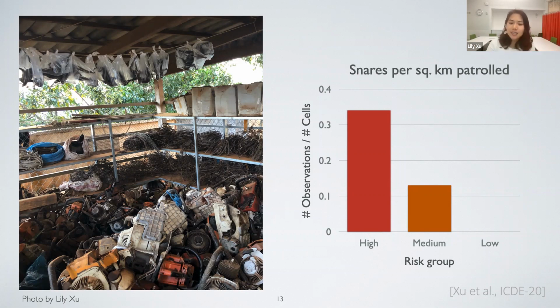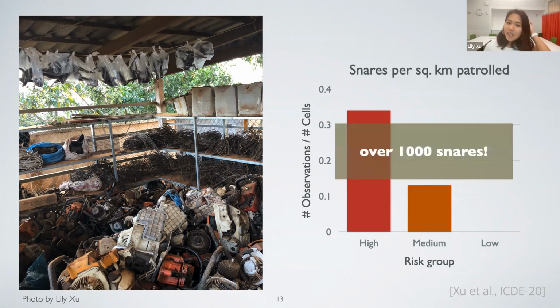But then when we got the data back from the rangers after these month-long patrols, we analyzed it and compared it to our risk predictions. And what we found is that the rangers ended up finding many more snares, normalized by the amount of effort that they were exerting, in the areas that we predicted to be at high risk than in the medium risk areas. And they found almost none in the low risk areas, which showed to us that our model was really able to effectively discriminate between poaching threat.